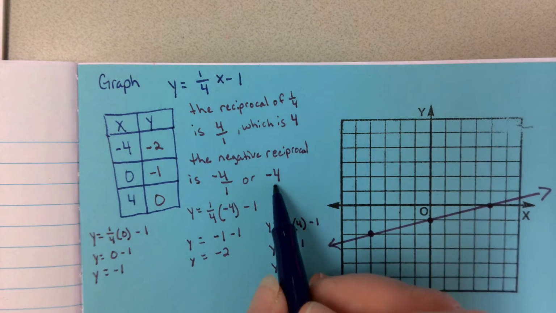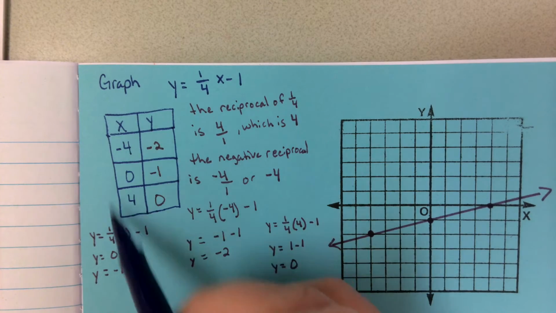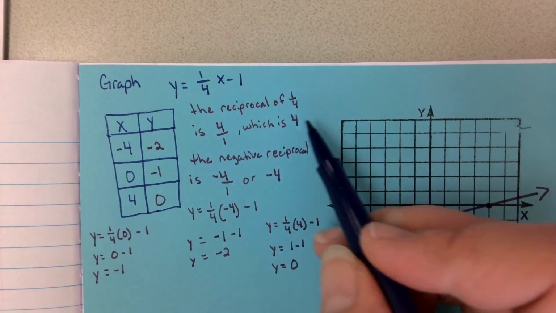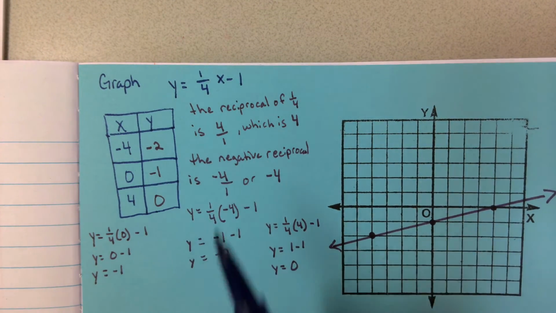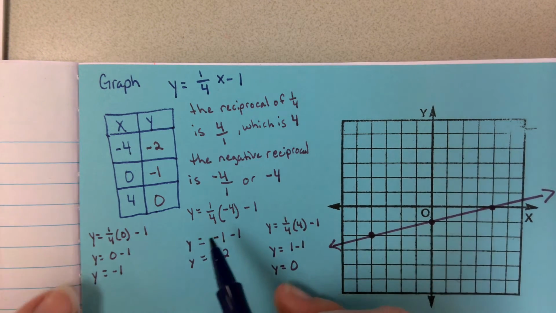So I used the simplified versions. I did not put 4 over 1 and -4 over 1 in my table. There's no sense in doing that. They have the same value. We're just going to use our integers. So once I have my x values, I'm going to substitute those into my equation. And so let's do this one first.